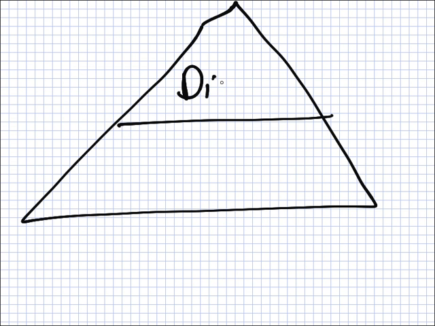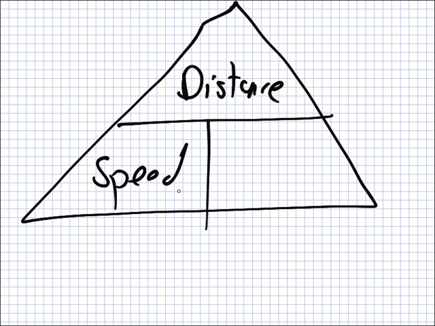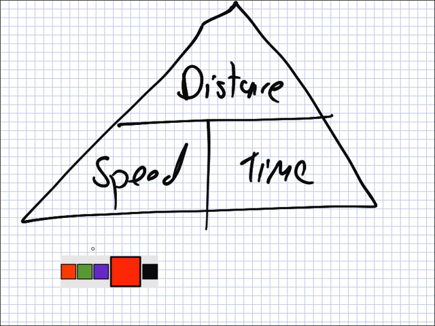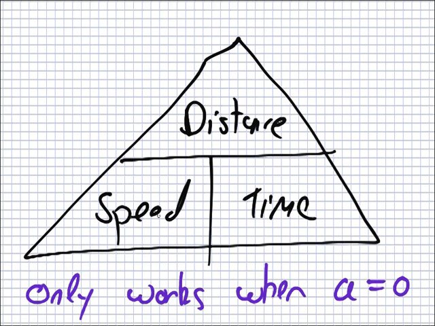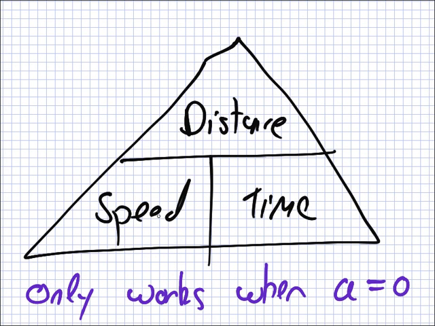This is distance, speed, time. But you need to be careful. There's a little warning here. This triangle only works when acceleration is 0. So if you don't have any acceleration, you can use this triangle to calculate distance, speed, or time. Okay? But still, that's actually still very useful. So I just want you to copy this triangle. Distance, speed, time triangle. Just add this to your notes.